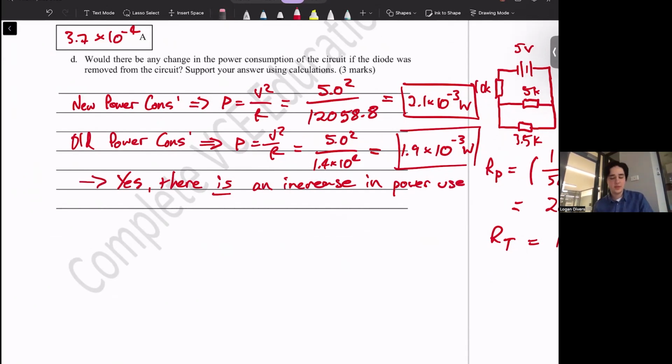So you get 1 mark for calculating the new power consumption, another mark for calculating the old power consumption, and 1 final mark for making the right statement. Quite an involved question, but still pretty straightforward in the end, actually. Move on to the next one.